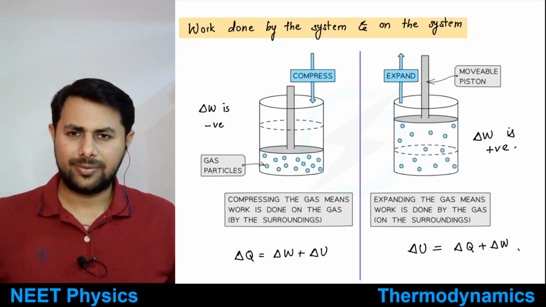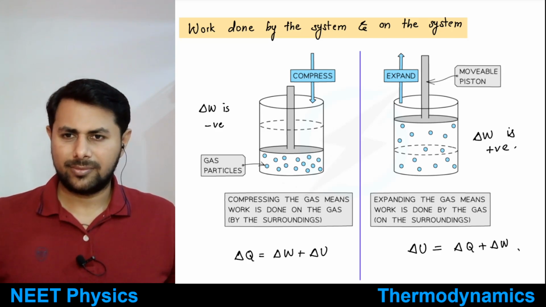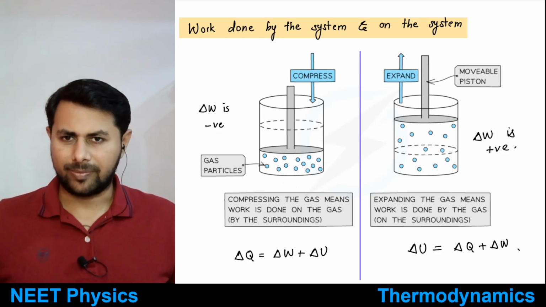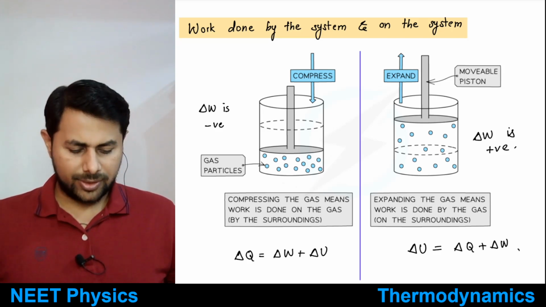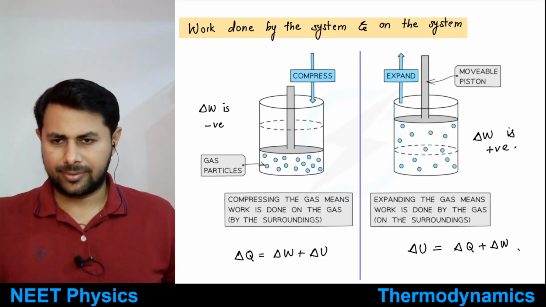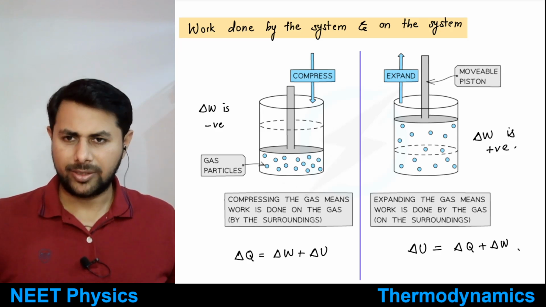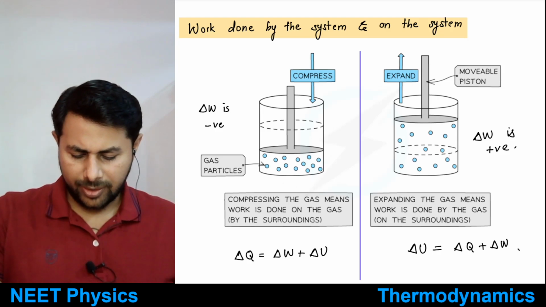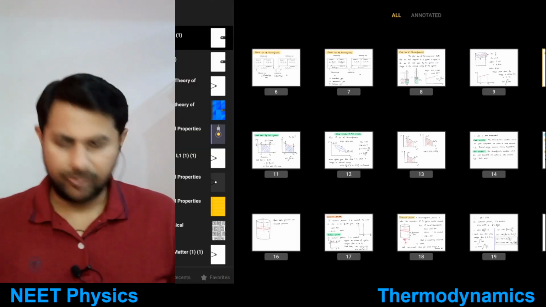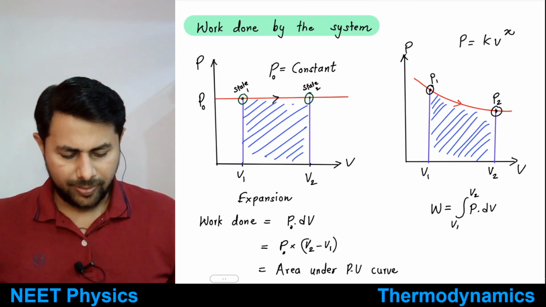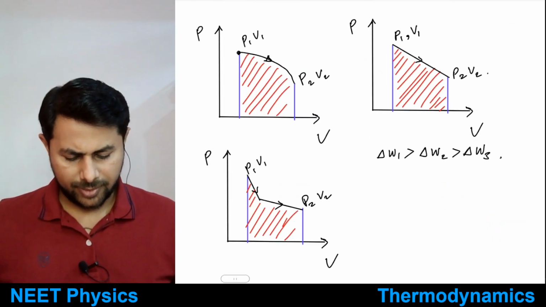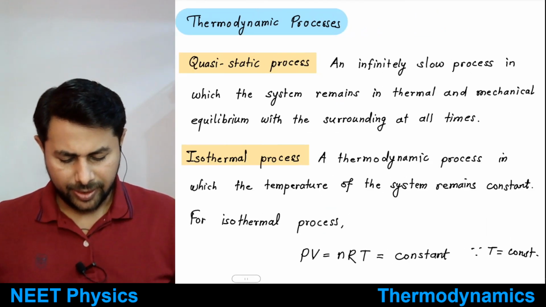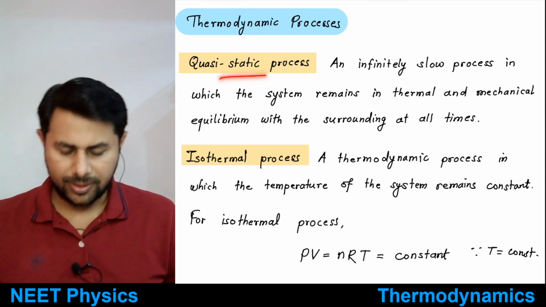Is this thing clear, everyone? Right, at all points the system and surrounding would be in equilibrium. So this kind of process can be reversed. If the system is not in equilibrium with the surrounding, then the process cannot be reversed. In that case the process would not be reversible, right?